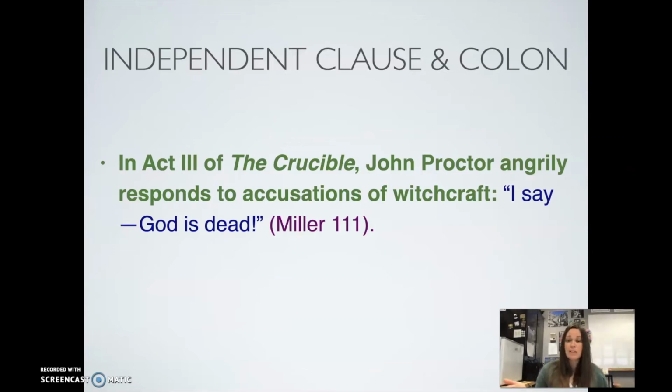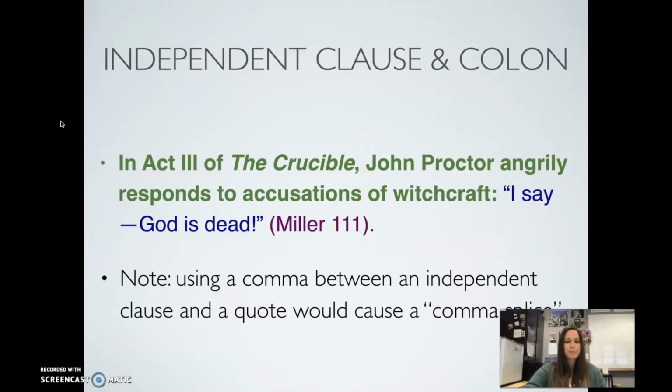He responds to the accusation of witchcraft. That's a sentence. That's an idea by itself. However, I want to attach it to my quote, because they're related, right? I say God is dead, and then he responds to the accusation of witchcraft. Those are related ideas, so I'm going to put them together as one sentence. If I have an independent clause, the one in green, that can stand alone by itself as a complete sentence, then I use a colon just like that, okay? So I've got my independent clause in green with a colon, and then my quote in blue, and then the parenthetical citation is in purple.